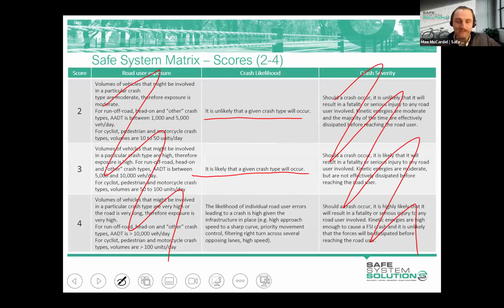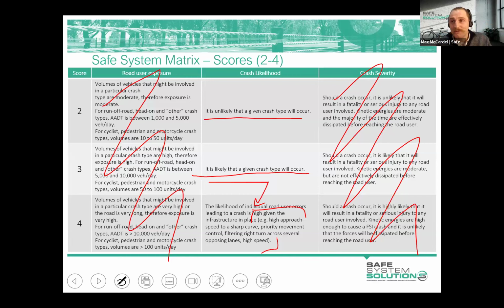Score of 3, it is likely that a given crash type will occur. Score of 4, the likelihood of individual road user errors linked to a crash type is high. I have no idea why they changed the wording for this one. They should have just said it is highly likely this given crash type will occur. That's just how to read it. But at least in this one, we've got some examples: high approach speed to a sharp curve, priority movement control, filtering right turn across several opposing lanes, high speed. So at least we've got some examples to gauge what score we're given.